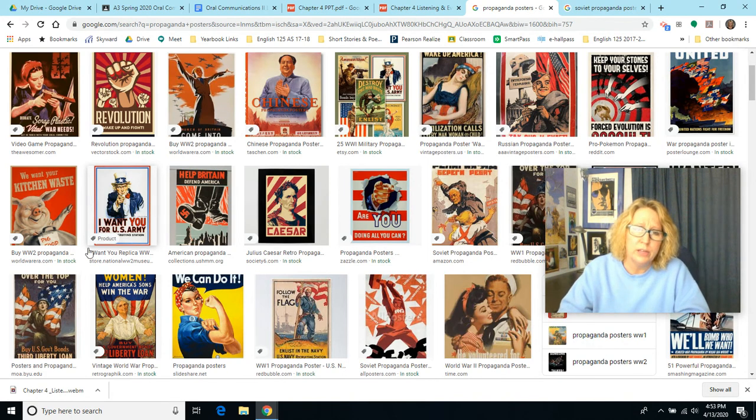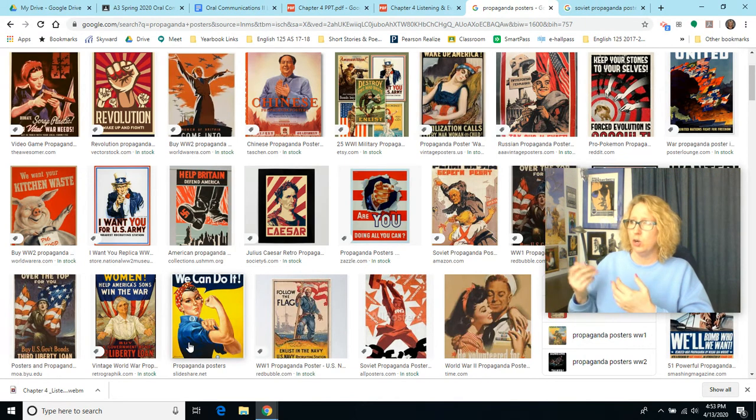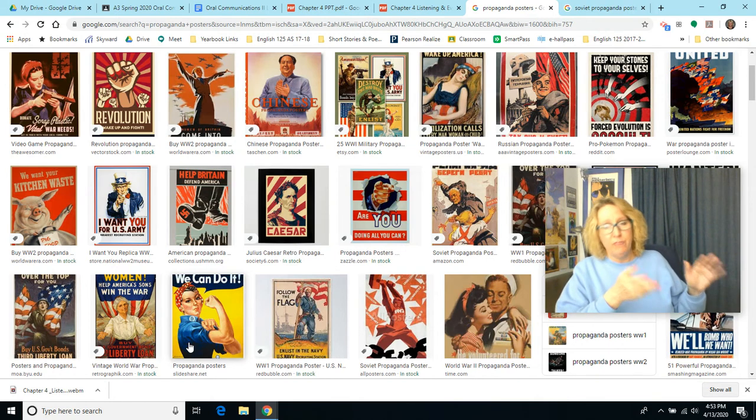The other one is showing a woman in rolled up sleeves. We've all seen this, an incredibly famous poster, and it says, "We can do it." These were posters designed to encourage women to leave their homes, caring for children, wearing dresses, cooking and cleaning, and join the forces in the factories to help build planes and munitions, right? We've all seen that.